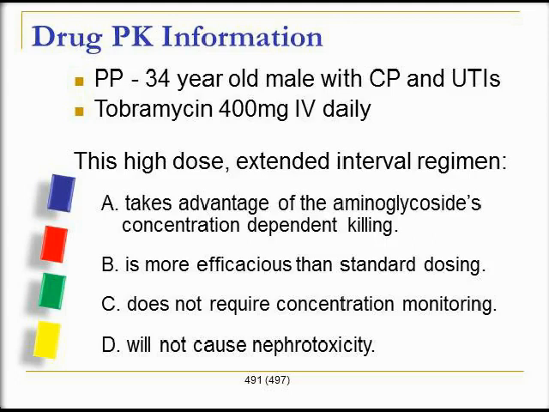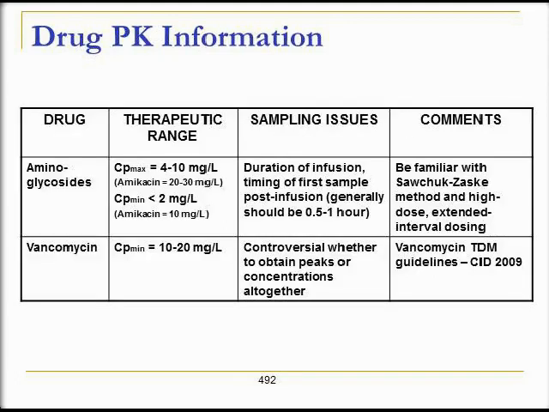Finally, PP is a 34-year-old male with CP and UTIs, and tobramycin is started at 400 milligrams IV once daily, so once-daily dosing is used. This high-dose extended-interval regimen takes advantage of concentration-dependent killing, is more efficacious than standard dosing, does not require concentration monitoring, and will not cause nephrotoxicity. Which is correct? You probably won't have to dose aminoglycosides, but these are the issues related to high-dose extended-interval dosing.